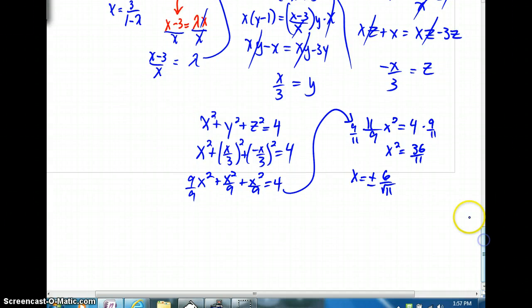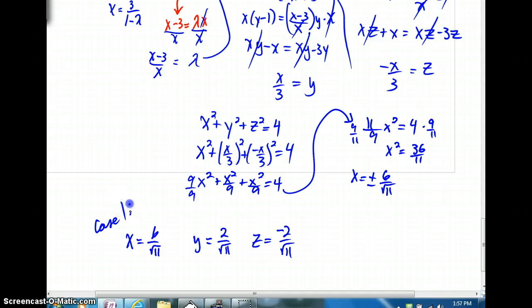Well, you already know what y could equal. So I could have x equaling 6 over root 11 positively. That means y would be x divided by 3, or 1/3 of that. So that would be 2 over radical 11. z is just the opposite of that, so that would be z is equaling -2 over rad 11. So this you could call your case 1. You could have, this is a potential absolute max or min.